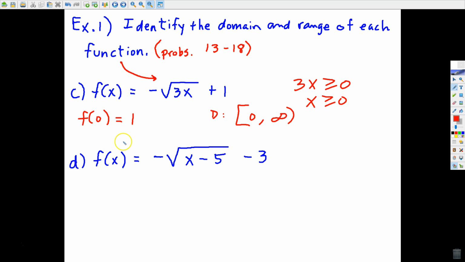So what would that look like in interval notation? Negative infinity. Always put the smaller on the left, to 1.